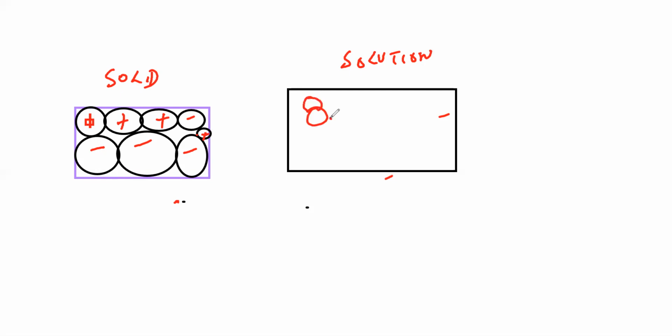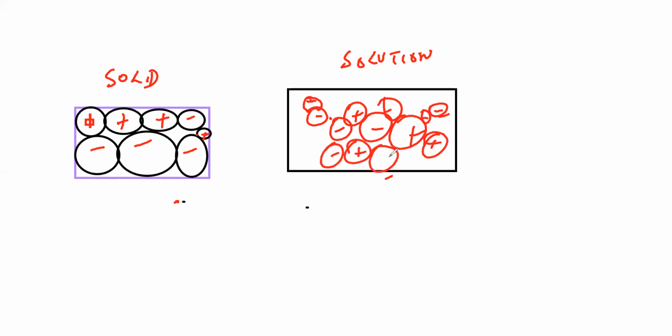So it won't be that closely packed, which means in solution the ions can at least move around. There will be some space where the molecules can move around. Whereas in solids, it's very dense and there won't be any movement of the ions.